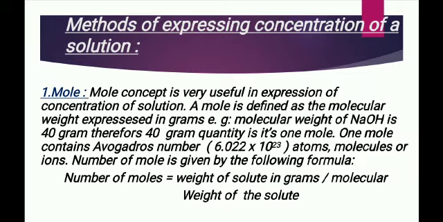For example, the molecular weight of NaOH is 40 gram. Therefore, 40 gram quantity is its 1 mole. 1 mole contains Avogadro's number, 6.022 into 10 raised to 23 atoms, molecules or ions. Number of moles is given by the following formula: number of moles is equal to weight of solute in gram divided by molecular weight.